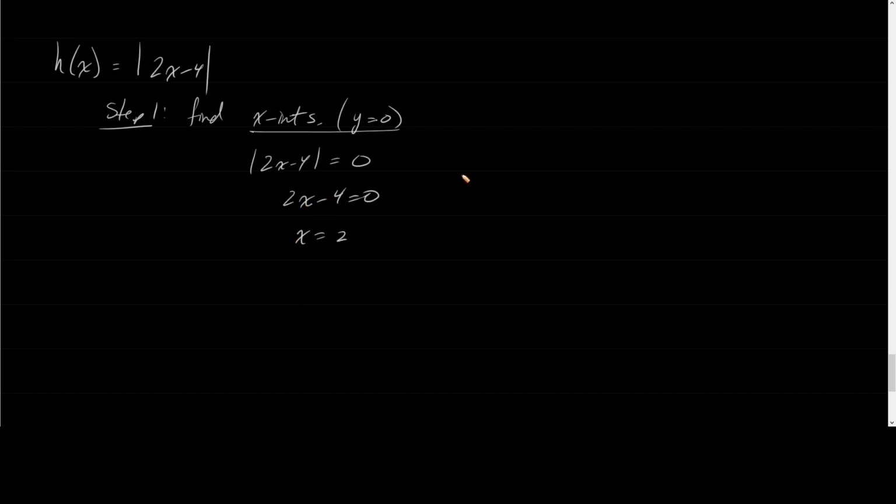Technically, the other equation would have been 2x minus 4 is equal to negative 0. But negative 0 doesn't make sense, so we just resort to the same equation. So the x-intercept is 2.